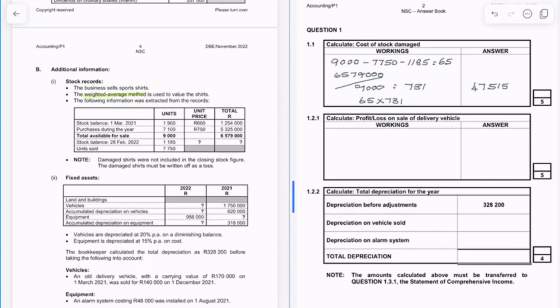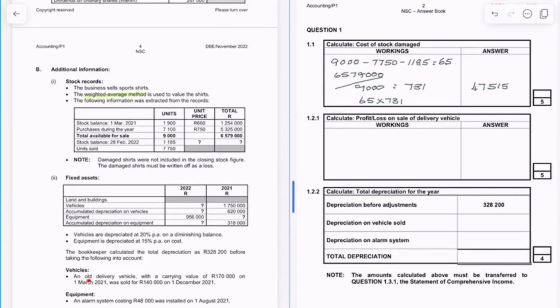The methods of depreciation: vehicles are depreciated at 20% per annum on the diminishing balance, and equipment is depreciated at 15% per annum on cost. The bookkeeper calculated the total depreciation as 328,200 before taking the following into account.